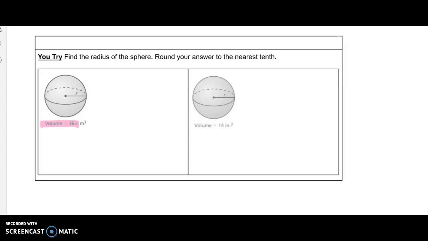So they gave us the volume. So we're going to plug that into our equation, which is volume equals 4/3 pi times the radius cubed. So we're going to plug in our volume for V. So we have 36 pi equals 4/3 pi times your radius cubed. Draw our line. We are going to multiply by the reciprocal of that fraction to get rid of it on the right side. So we're going to multiply by 3/4.